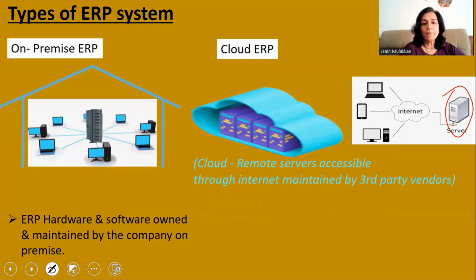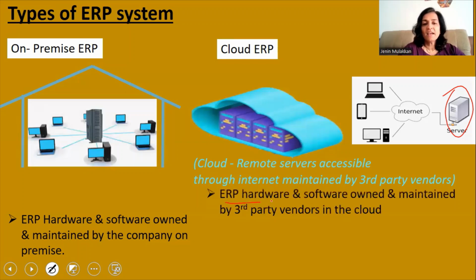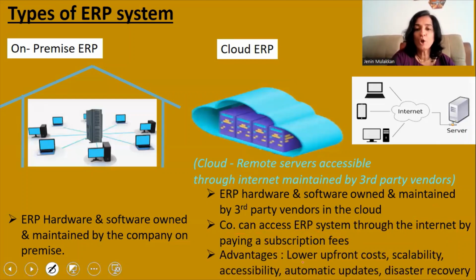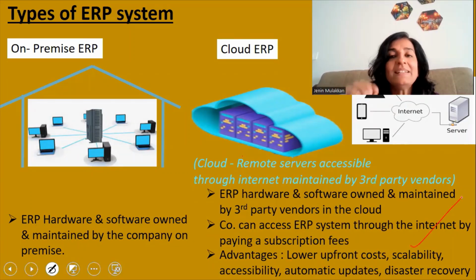So let's make a note of the main points. In a cloud-based ERP, the ERP hardware and software is owned and maintained by third-party vendors in the cloud. So basically, it is remote servers. Company can access the ERP system through the internet by paying a subscription fees. And what are the advantages of the cloud ERP? Lower upfront cost. We don't need to make a heavy investment on the servers, on the networking equipment, etc. And scalability. What do you mean by scalability? Scalability means you can scale up or down because basically you are paying the subscription fees based on your usage.